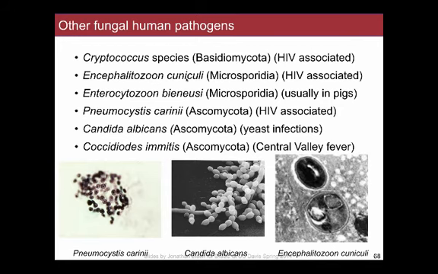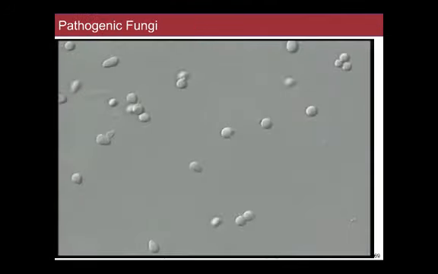Encephalitozoon is a Microsporidia. It doesn't usually infect people, but if their immune system is suppressed, such as by HIV infection, they can become infected. The Central Valley fever, which is a big problem in particular in farming areas, is caused by this Coccidioides, which is an Ascomycota. Again, there's just lots and lots of pathogens in the fungal lineage.